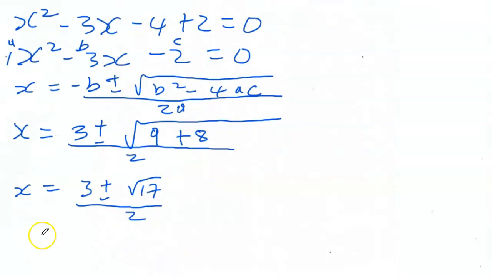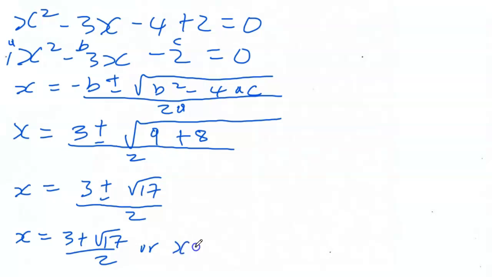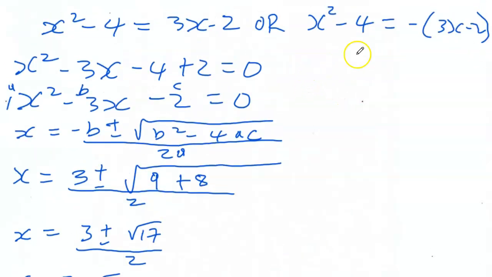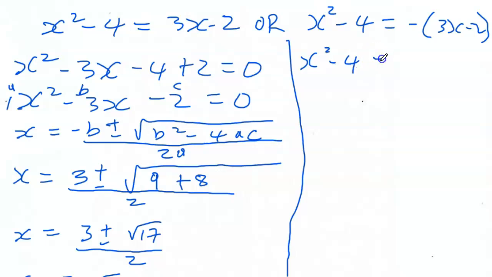Which means that the solution x is equal to 3 plus root 17 upon 2, or x equal to 3 minus root 17 upon 2. And I'll leave it in that form. Let's go to the other one now. So this is x squared minus 4 equal to minus 3x plus 2, right?